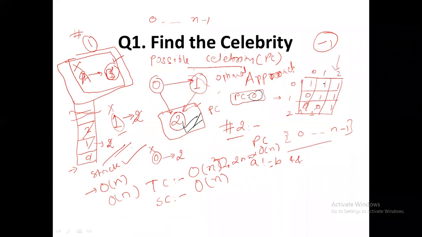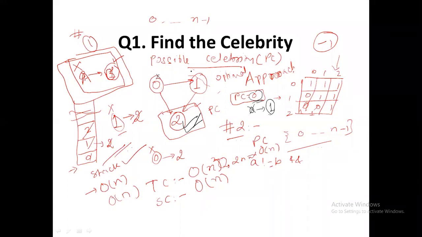What I am going to do is check who is the celebrity, meaning who is the possible celebrity. This is my assumption. I have started with it. If 0 knows 1, does 0 know 1 or not? Yes, 0 knows 1. That means 0 can't be the celebrity. 1 can be the celebrity, right? If you look into this example, 0 knows 1.